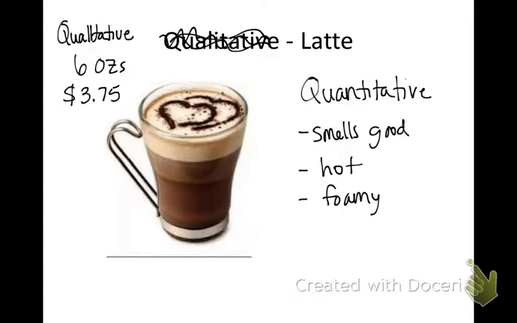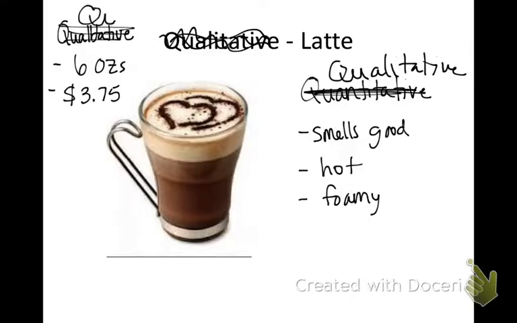Okay, some qualitative descriptors of this latte is it smells good, it's hot, and it's foamy. I have those backwards, don't I? This one should be qualitative, and then this one should be quantitative. So quantitative, it's 6 ounces or it costs $3.75.